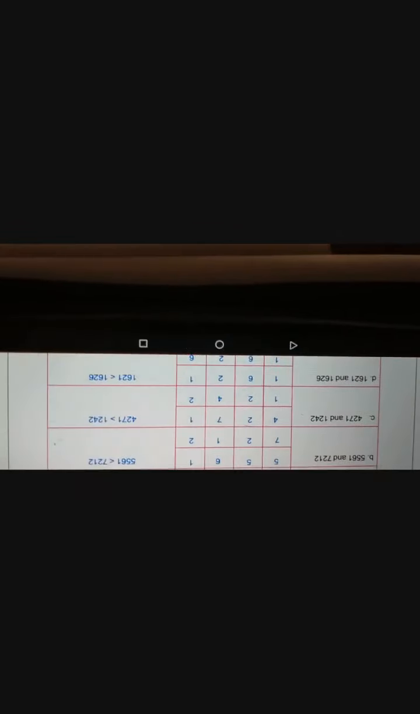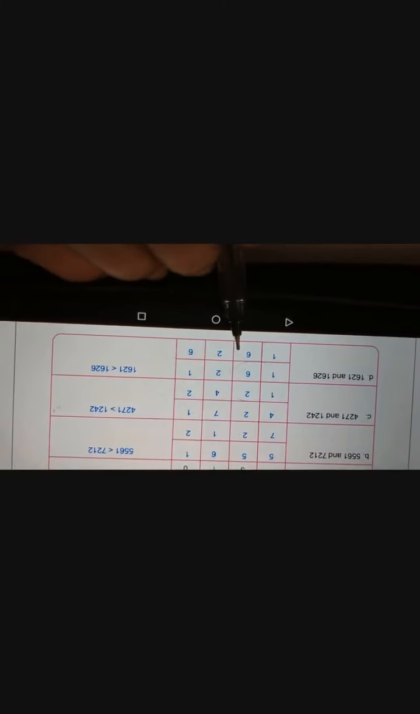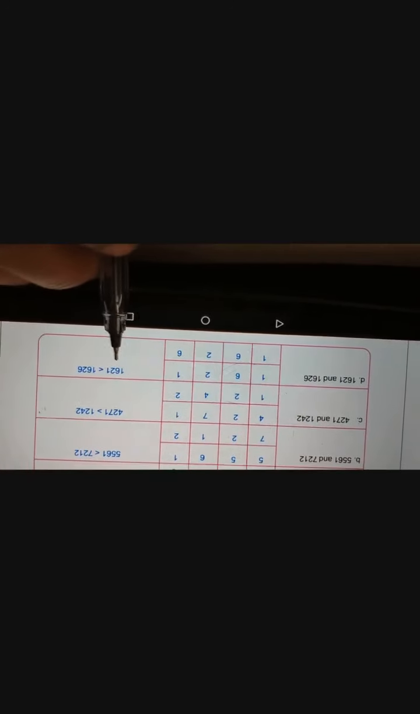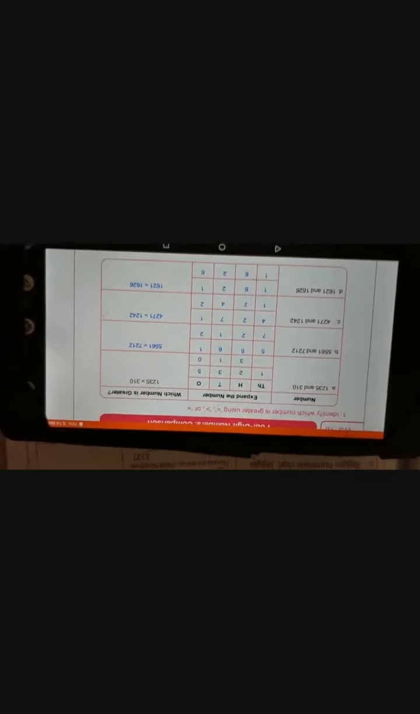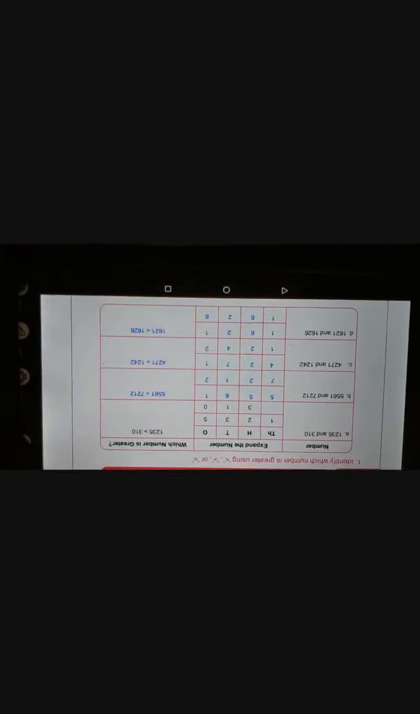Then 4,271 and 1,242. So in that we have to write here 4,271 greater than 1,242. Then 1,621 and 1,626. So we have to write here 1,621 less than 1,626 is there. Now look at this, students, and write it down in your notebook. I'll give you 1 minute, so you have to complete your work.